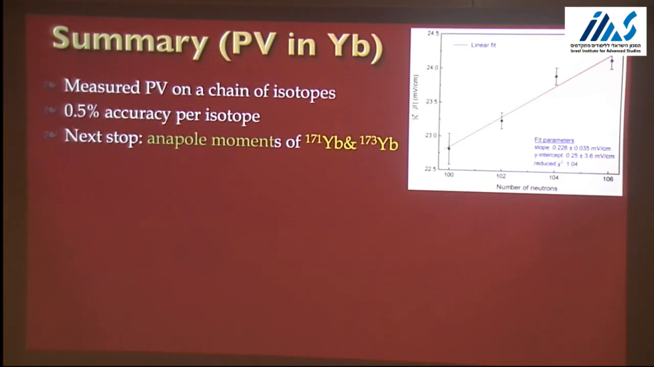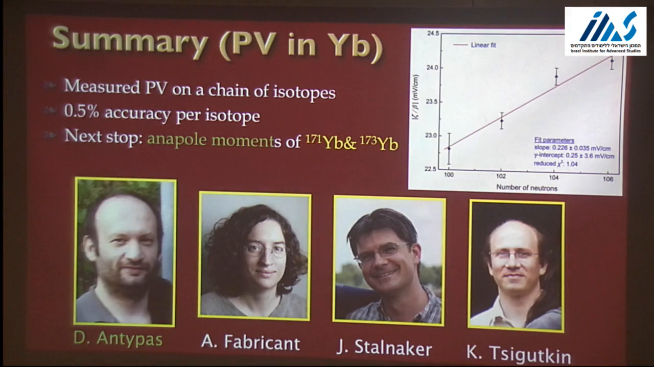Okay, so the summary of parity violation in ytterbium is that we measured the effect in a bunch of isotopes. We have about 0.5% accuracy per isotope. Remember, the most accurate world experiment by Carl Wieman has 0.35%. So per isotope, we are not there yet, but very close. And our next step is going to these non-zero spin isotopes, and I will say a few words on why we want to do this.